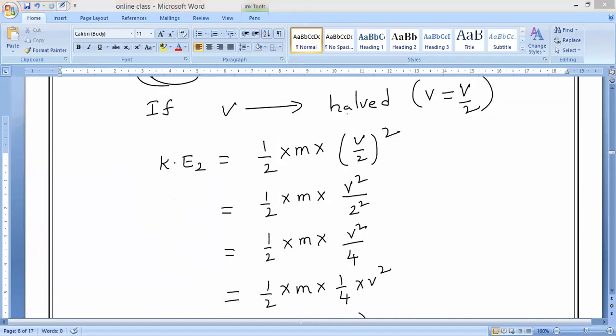Last point, Mukesh. It is obvious that doubling the velocity has a greater effect on the kinetic energy of a body than doubling its mass.